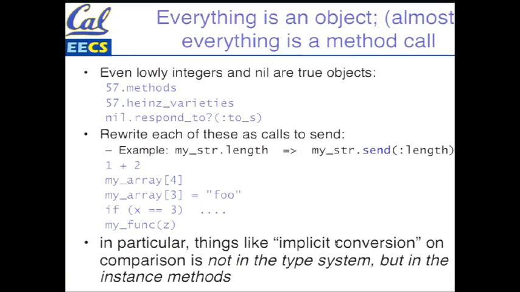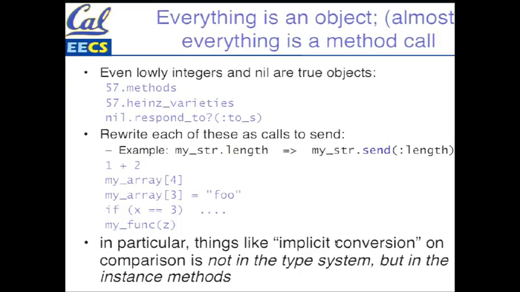Even nil, which is just a constant that means false, can answer questions about itself. You can ask if nil would respond to the method to_s, which converts it to a string, and indeed it would respond true. Yes, I can respond to that method. And in fact, once you realize this, you realize that everything in the language is just syntactic sugar for doing a method call.